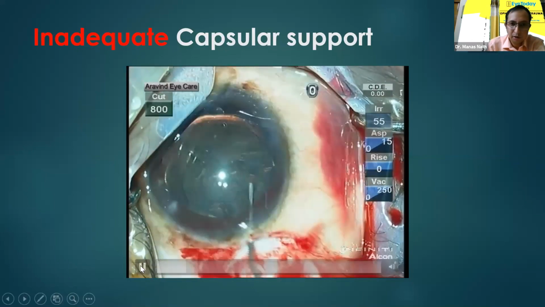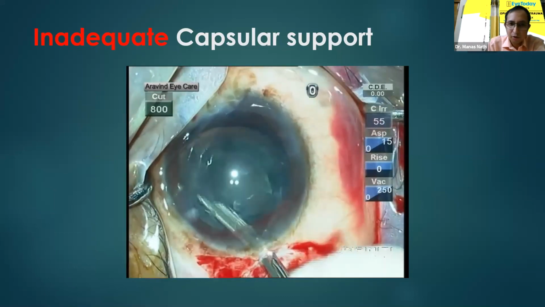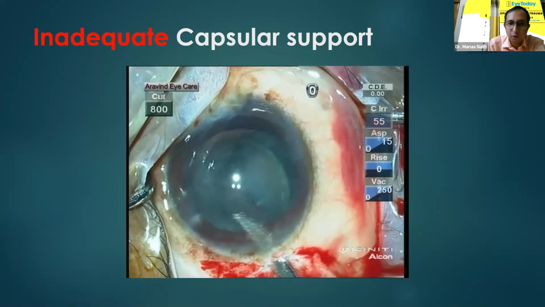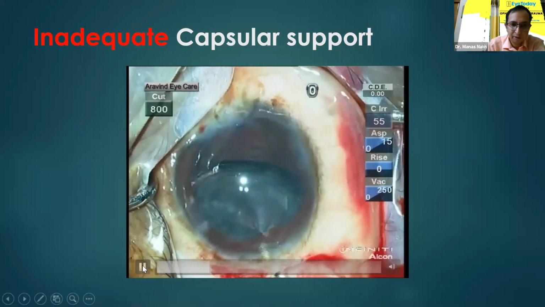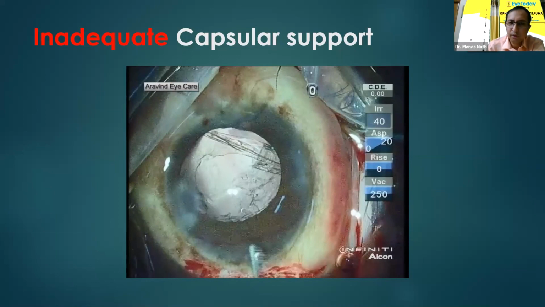So I proceeded with my surgery, multi-quadrant hydrodelineation to reduce the size. The smaller endonucleus is being removed, and so is the epinucleus. You can see that the capsular support is not adequate on one side, so I decided to go ahead with the iris suturing of the IOL, of at least one haptic.